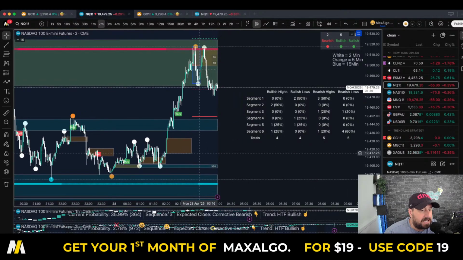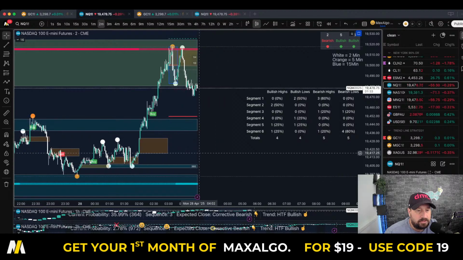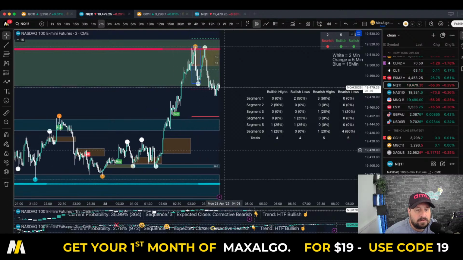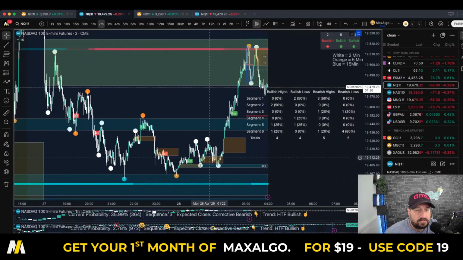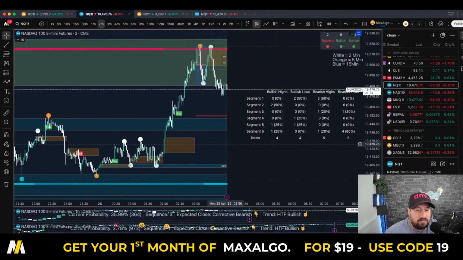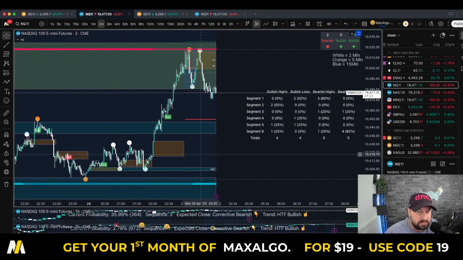Yeah, I think having a mechanical entry is really, really good. Forces you to wait for that same setup. It's one of the reasons why we're building out signals, so that the mechanical entry can be.